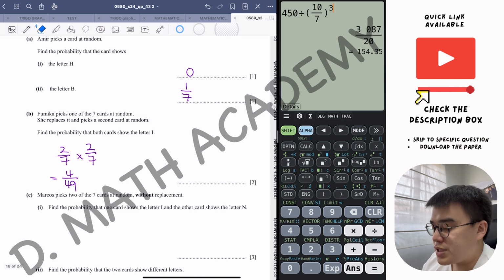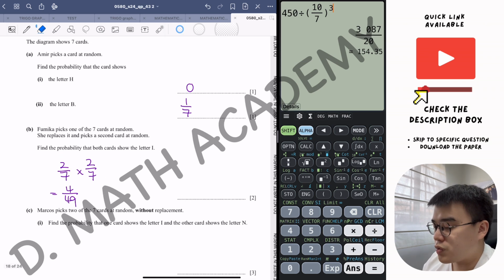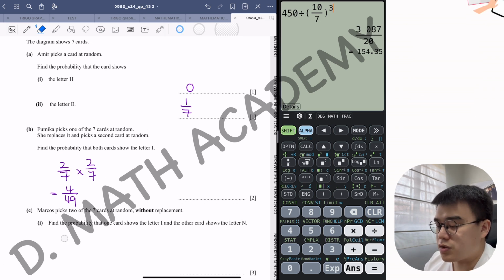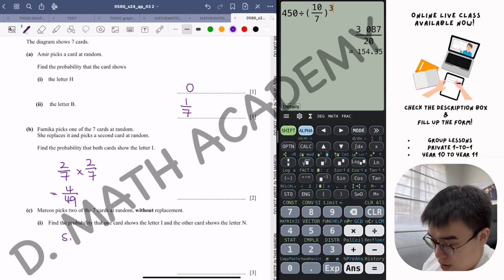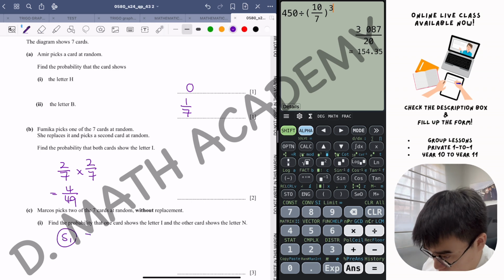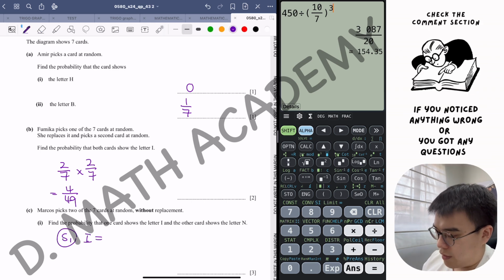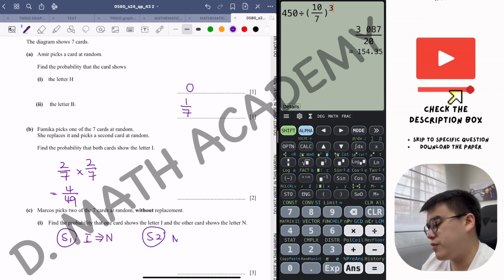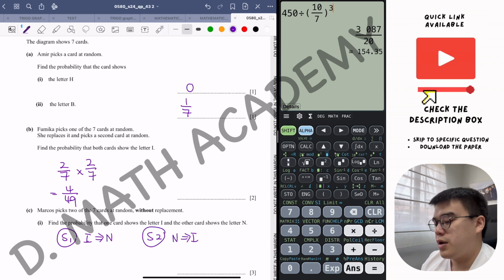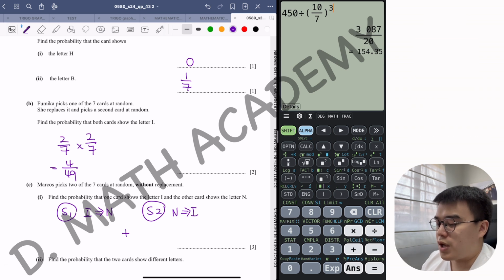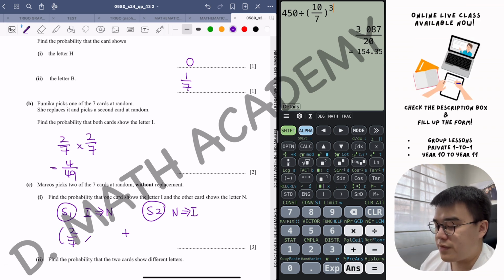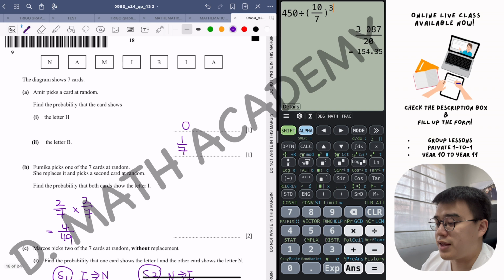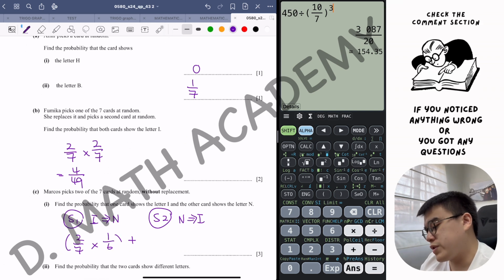But without replacement this time, one letter is I, one letter is N. So there are two different scenarios now. Because they didn't tell us the exact order, scenario 1 is I first then N, and scenario 2 is N first then I. These two will be added together. So 2 over 7, and the probability of getting N is 1 over 6.